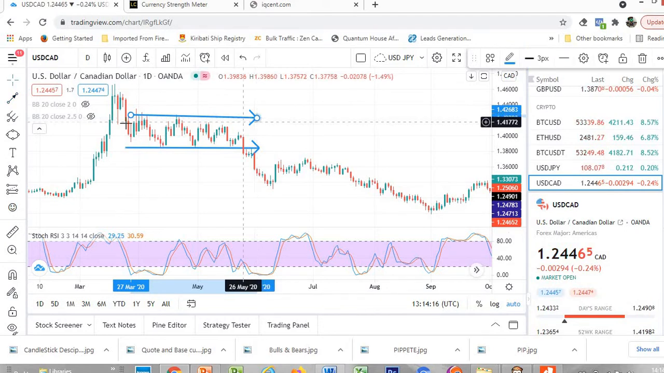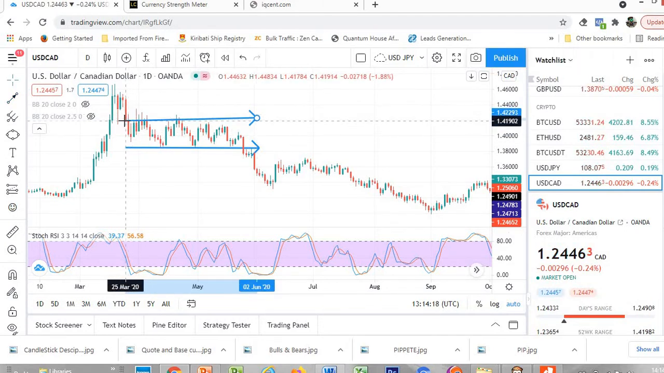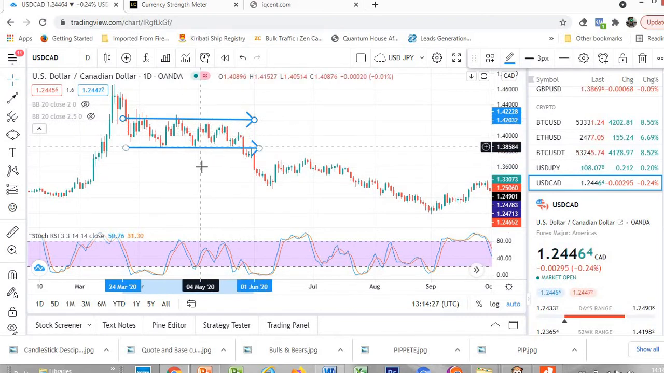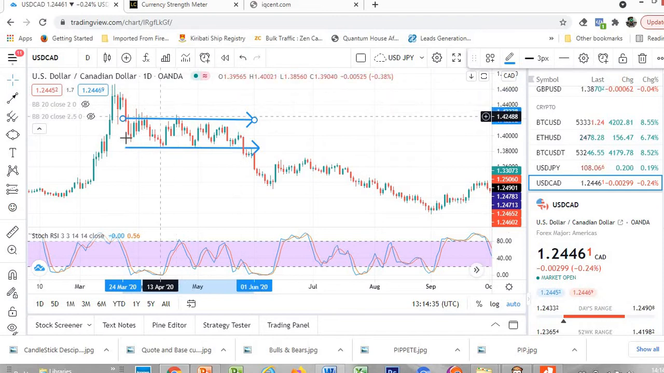So during this period, we can say the market moved in a sideways trend. It was consolidating during this period. It wasn't having a clear upward or downward movement during this period.